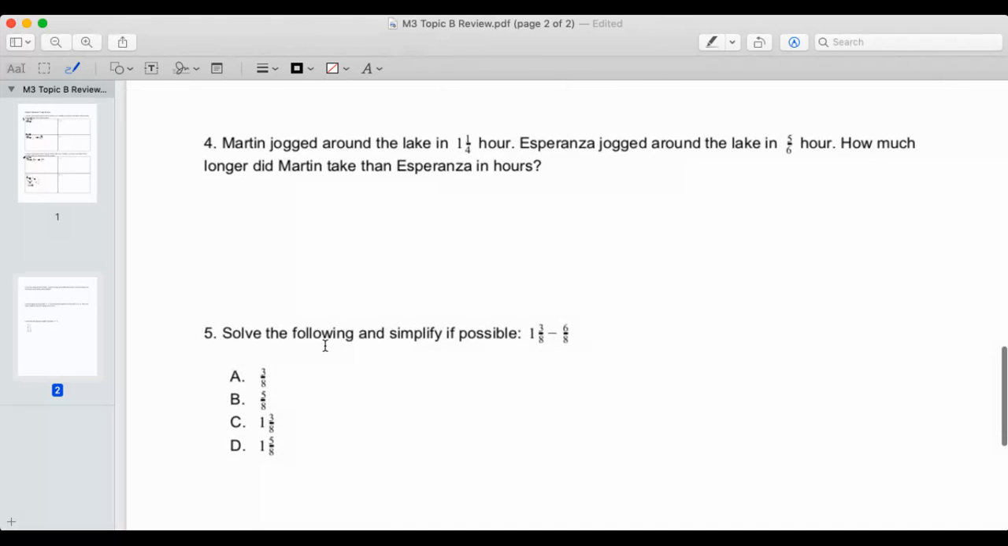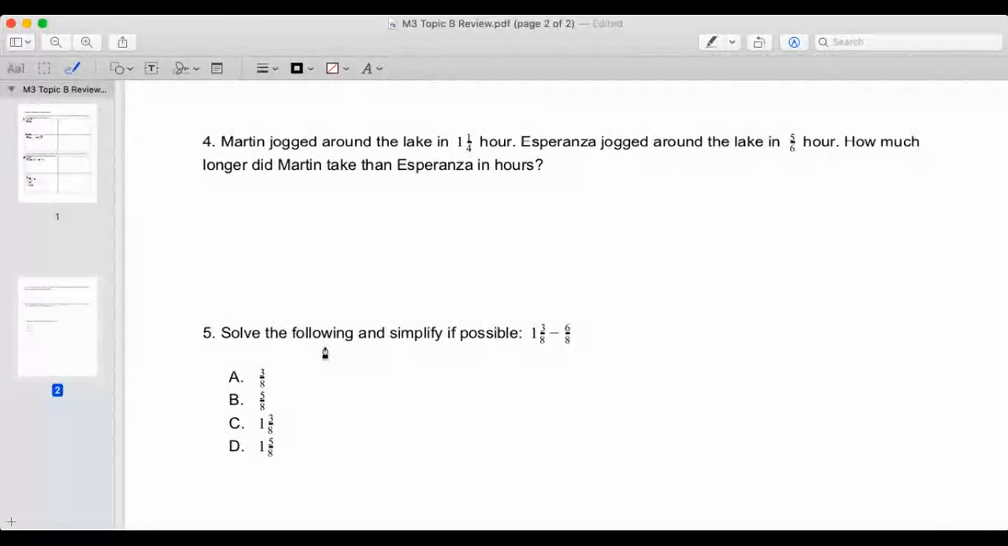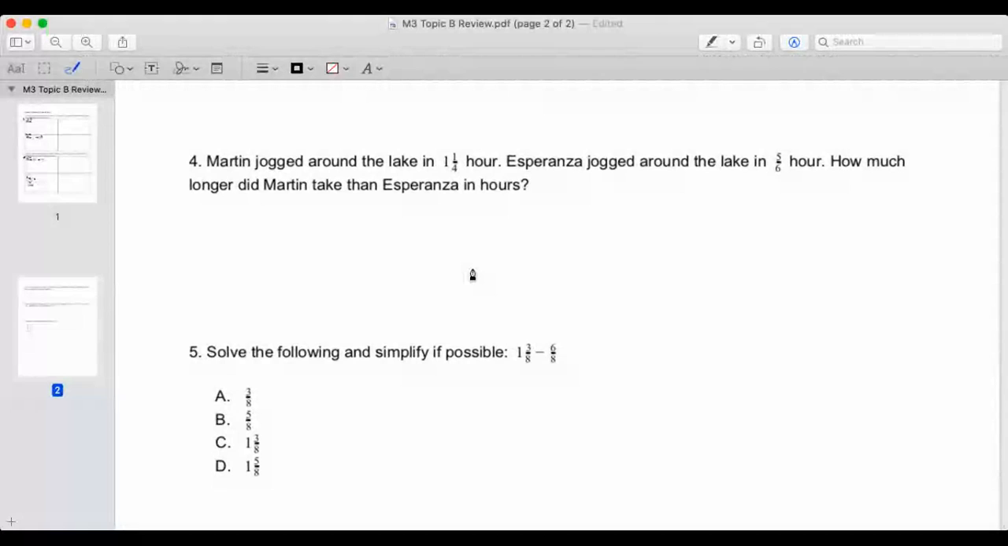Love that it has a mixed number. Okay, so number 4, Martin jogged around the lake in 1 1/4 hour. Esperanza jogged around the lake in 5/6 of an hour. How much longer did Martin take than Esperanza in hours? The first thing I notice is that this is 'how much longer', I'm finding the difference. So I am subtracting. I know when I'm subtracting, I always subtract the smaller number from the bigger number. So the bigger number needs to go first. I'm going to set up my subtraction problem as 1 1/4 minus 5/6.